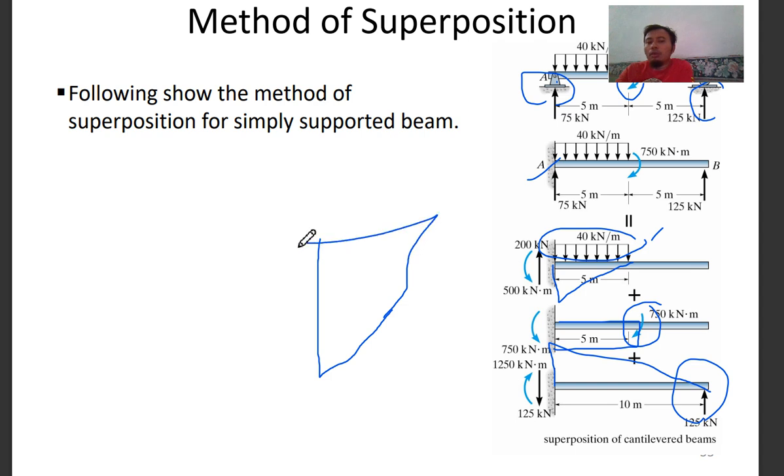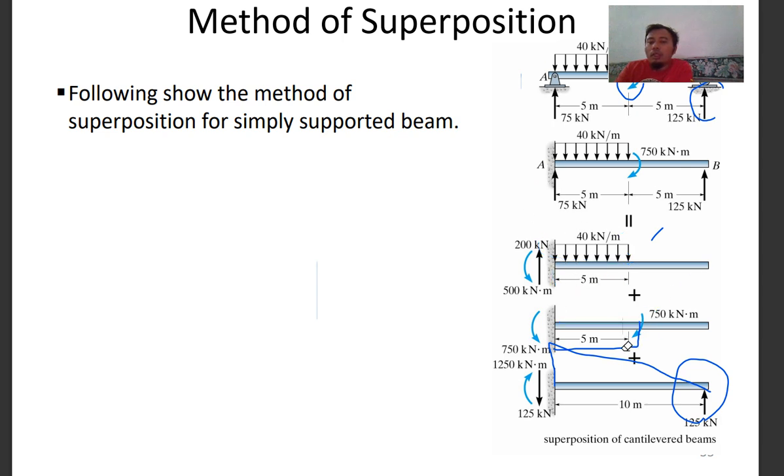So method of superposition helps you in solving the many moment diagrams separately, which is easier because you don't have to analyze each point. You can do the traditional way, but method of superposition is a lot simpler because you can analyze this function here separately, and then this function, and then this one. If you have three functions, you have three functions.